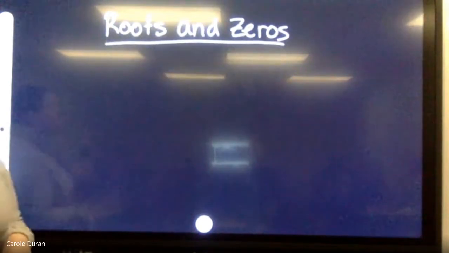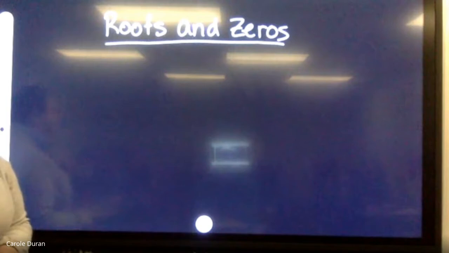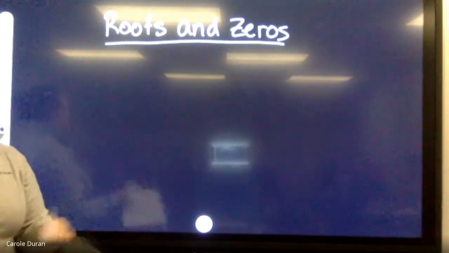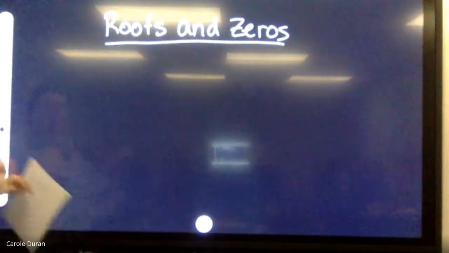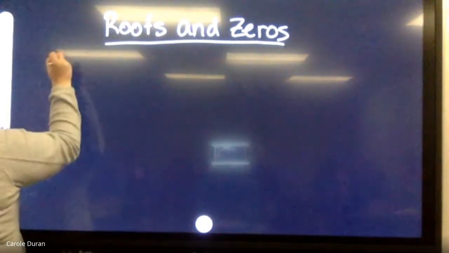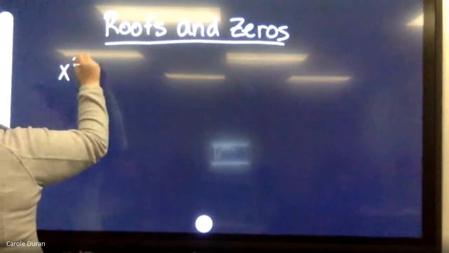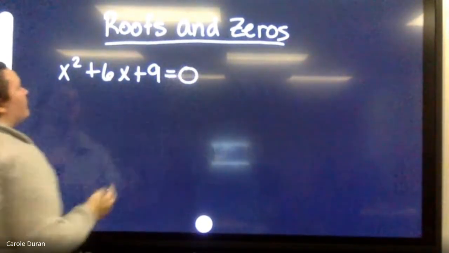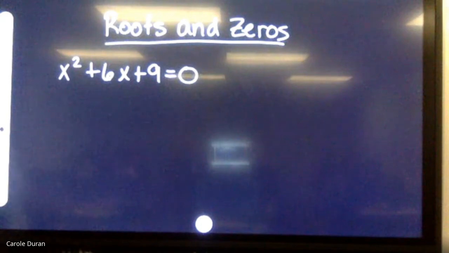Okay, so before we get into the new stuff, I do want to do a review problem where we find zeros and identify technically the type of zero that it is. So let's say that I have the equation x squared plus 6x plus 9 equals 0. First question, how many zeros do I expect to have? 2. How do you know that? Because the degree of my polynomial is 2, so I expect to have 2.